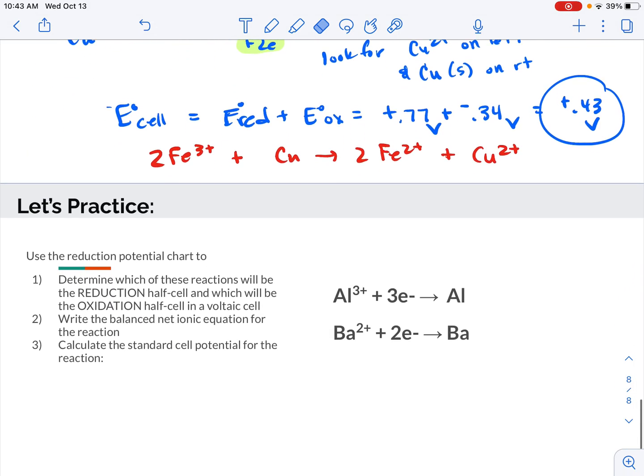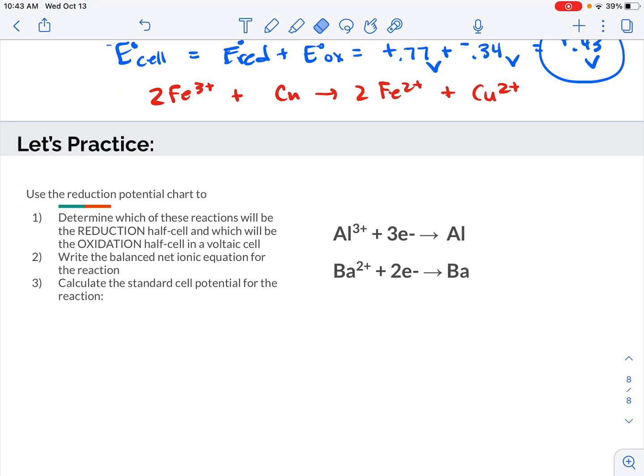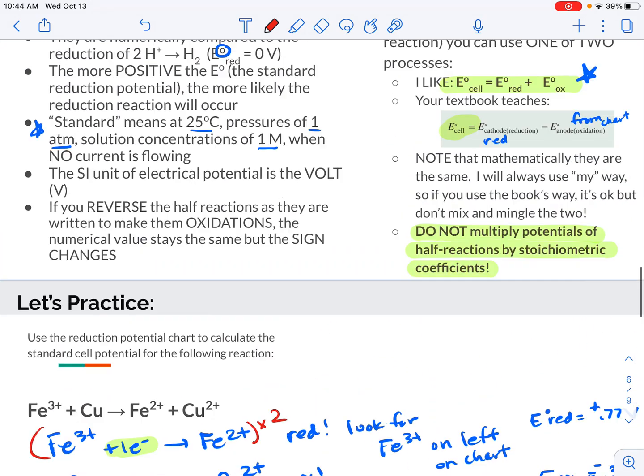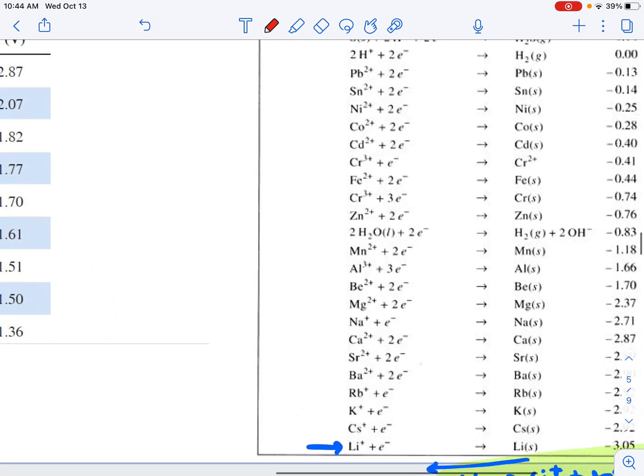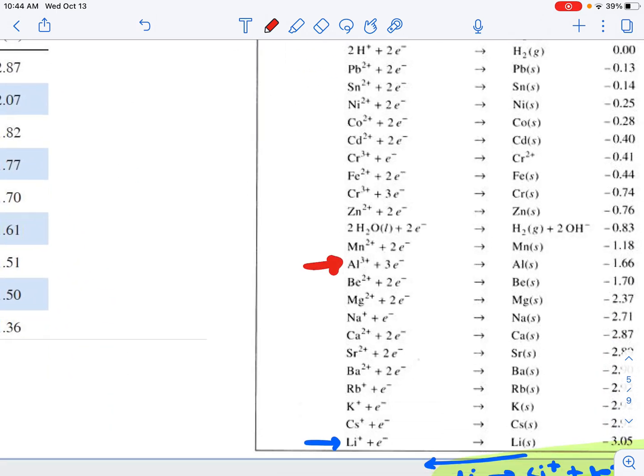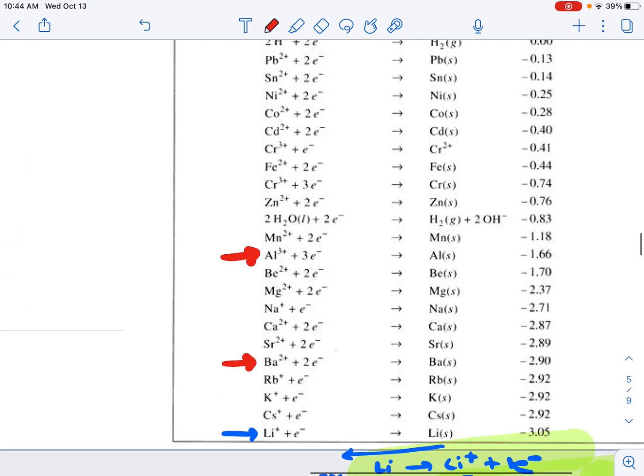I want to do one more reaction with you quickly, and this would be that I have to make the decision now of which will be the reduction, which will be the oxidation. I want to put them together and calculate the standard cell potential. So I need to come back and look at my chart and notice that these are both written as reductions, so they can't both reduce. But I'm going to look up the E of reduction for each of these. So when I come to my chart, I'm looking for aluminum ions forming solid aluminum. Those are right here. And barium ions forming solid barium. Those are right here. And so aluminum's reduction potential is negative 1.66, and barium's is negative 2.90.